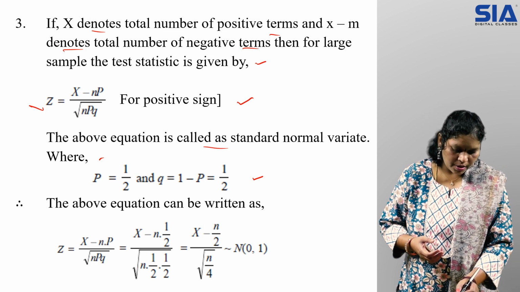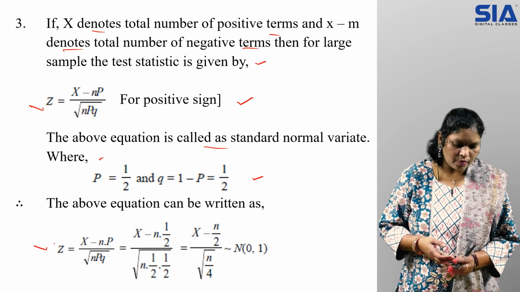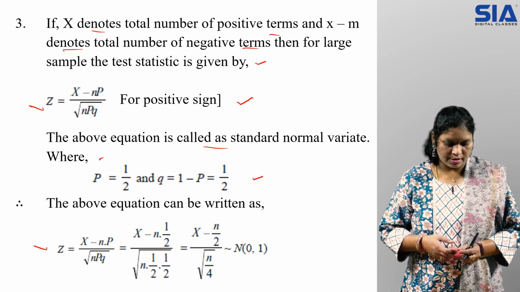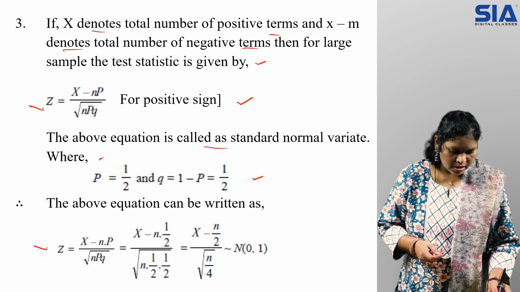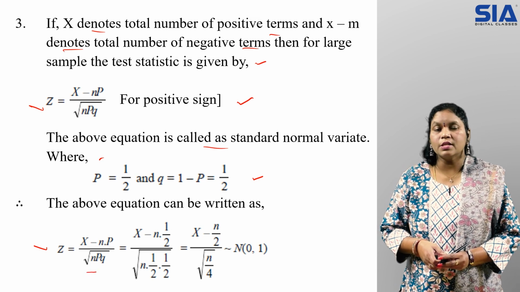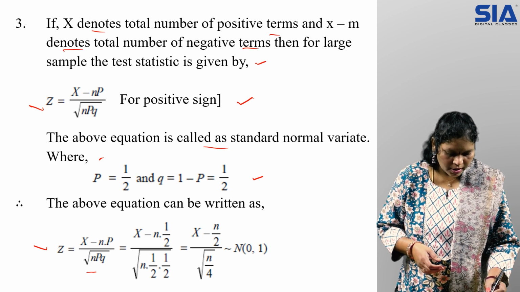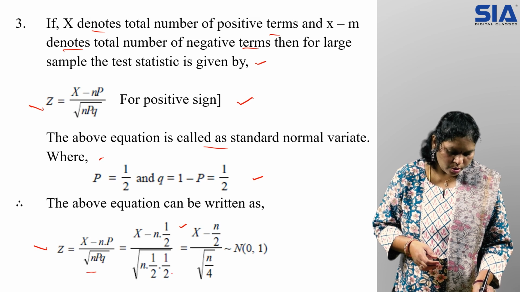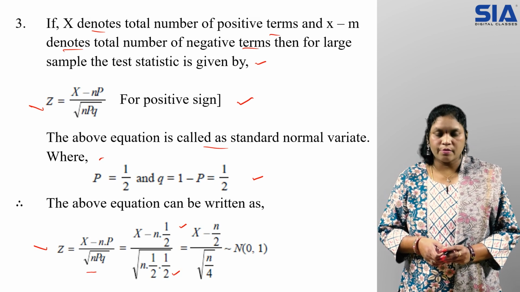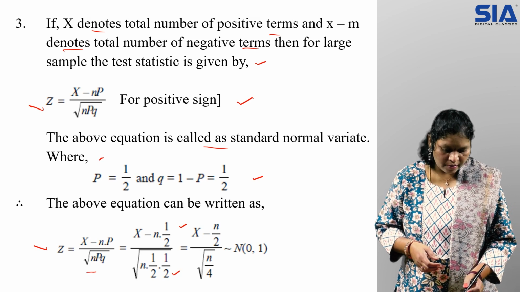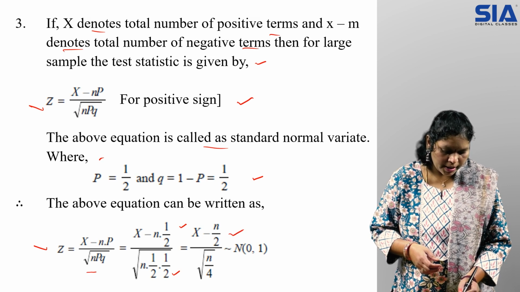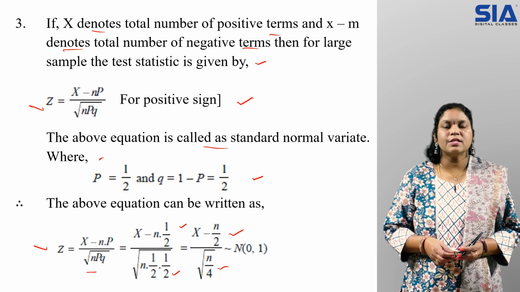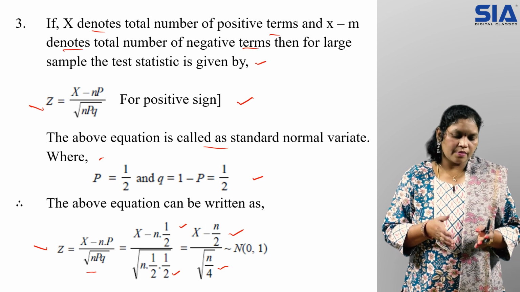So the above equation can now be written by substituting 1 by 2 and 1 by 2. Let us check how the normal distribution formula comes out. Z is equal to x minus np by root over npq is the formula we have just learned. Substituting in that, we get x minus n into 1 by 2, divided by root over n into p value 1 by 2, q value 1 by 2. I have substituted. So finally our formula will be x minus n by 2 by root over n by 4, which we will use for the sign test whenever samples are larger.